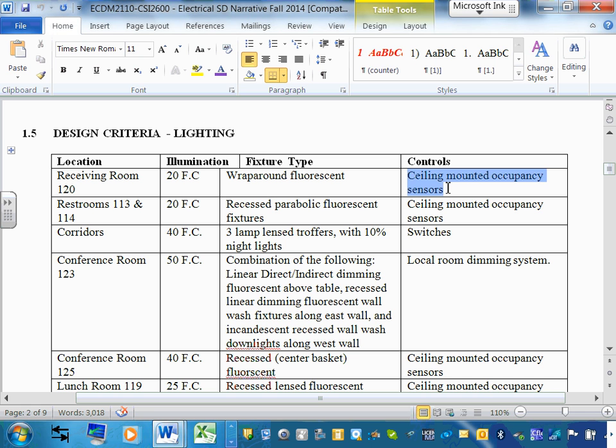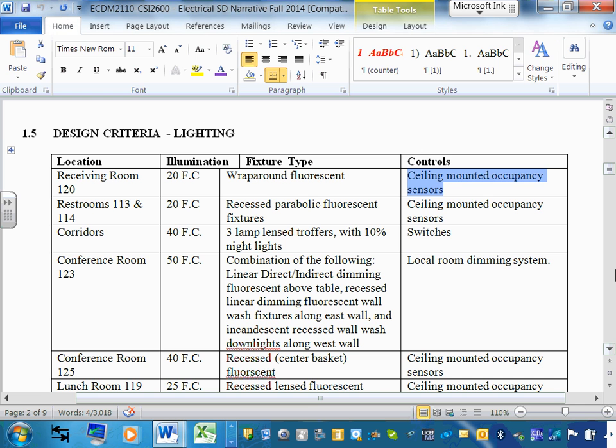How do you want to control this room, Chad? We need a ceiling mounted occupancy system. If they don't tell you how they want to control the light, how can you decide? The cheapest, obviously, is switches like here. They don't want switches in the receiving room. They want an occupancy sensor. You walk in, it turns on. You walk out, after 15 minutes, it turns off. Saving energy. That's what they do in a commercial building.